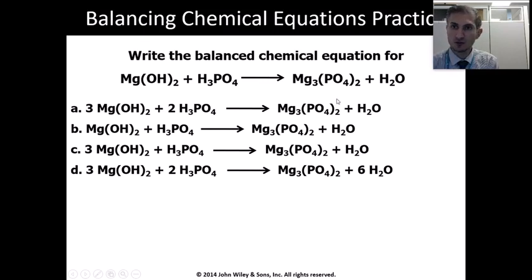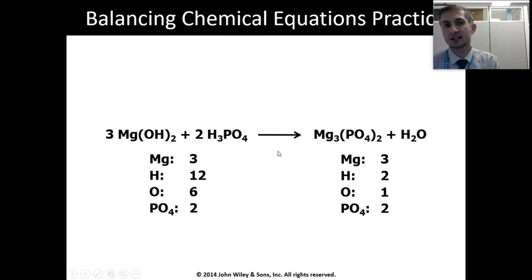So on the right side, we should have 12 hydrogen atoms. If I multiply that number by 6, it gives us 6 times 2, 12. So it looks like this is the last one, the only correct answer. This is the step-by-step strategy we apply. 3 for the magnesium, because we have 3 on the right side.